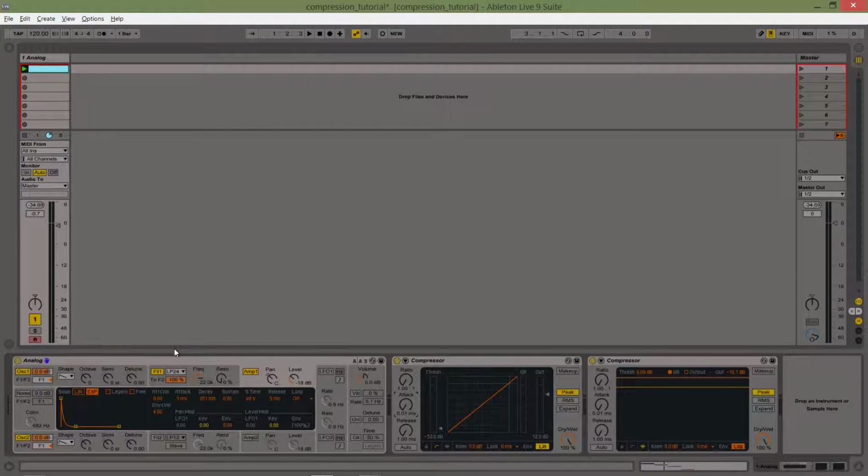Right here we have an instance of analog. It's very transient in nature. Transient is just a word we use in audio engineering to basically say it decays quickly over time.